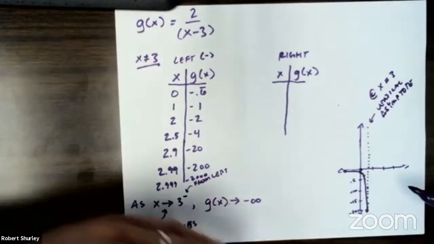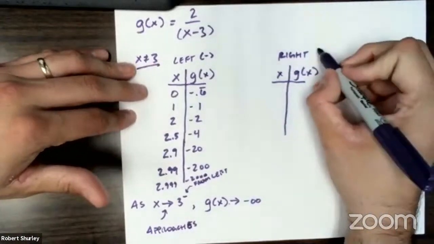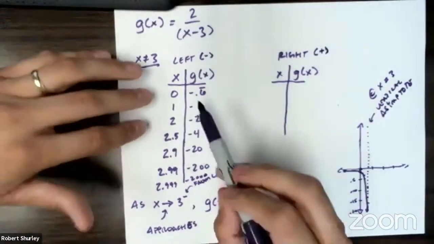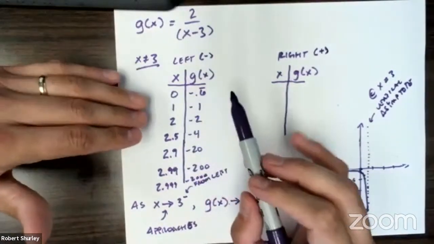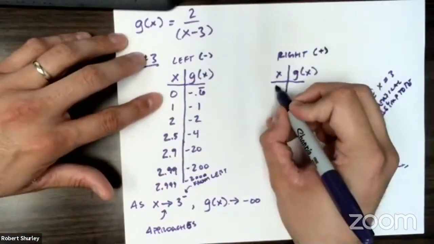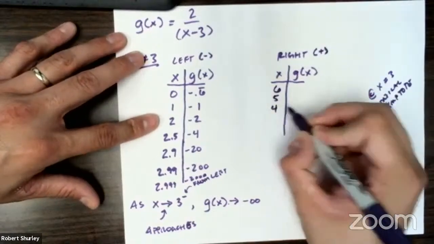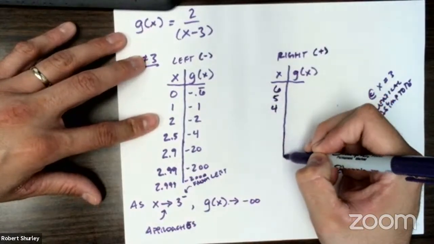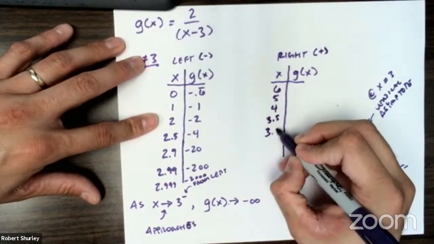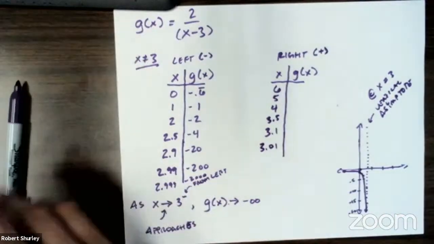So now let's do this from the other side to show what happens. Okay, so now we're going to approach it from the right. That's going to be a plus sign. Okay, we're going to approach it from the right. And now look, we started at 0. So let's start symmetrically at 0 to 3 would be 3 to what, 6. And then we go 5, 4. And we can't go 3 now, right? So let's do 3.5, 3.1, and 3.01.